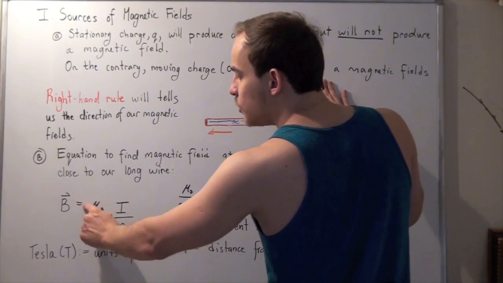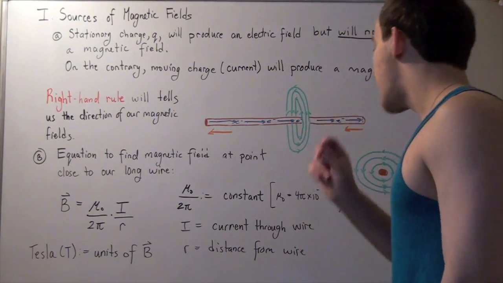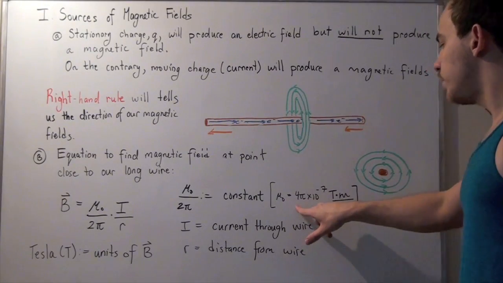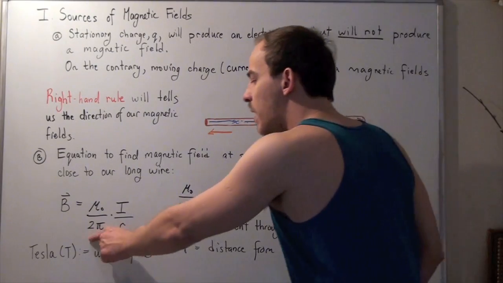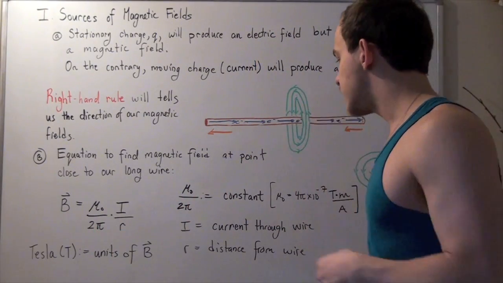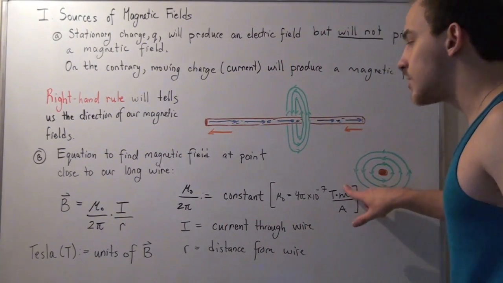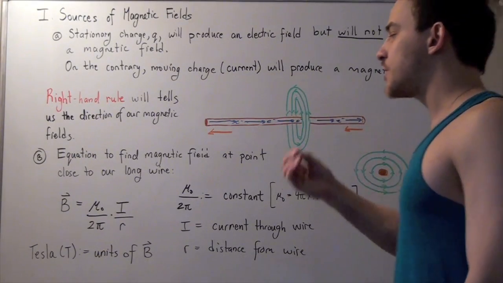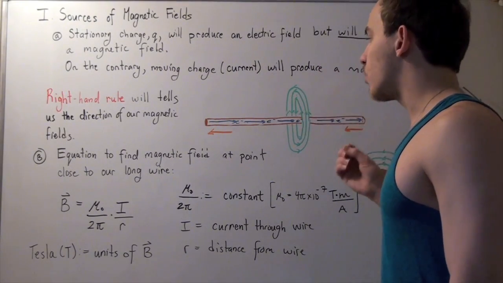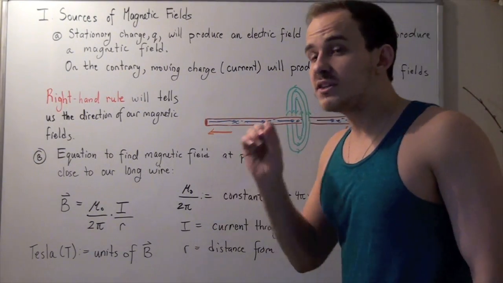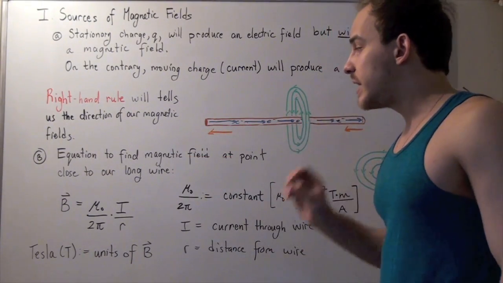So mu naught over 2 pi times I over r. Mu naught is known as the permeability of free space, and it has the value of 4 pi times 10 to the negative 7 teslas times meters divided by amperes. Now 2 pi is simply 2 times 3.14 and so on. I is our current in amperes, and r is our distance in meters. So if we want to find the magnetic field on an object a distance r away from our long wire, assuming that our distance is much shorter than the length of the wire, we can find it by using this formula.